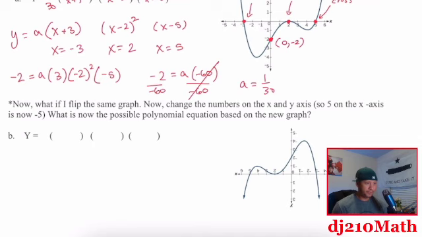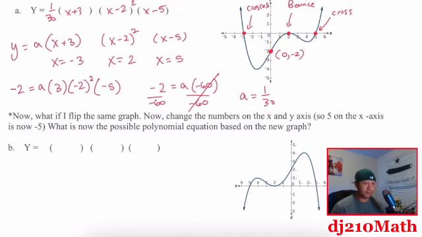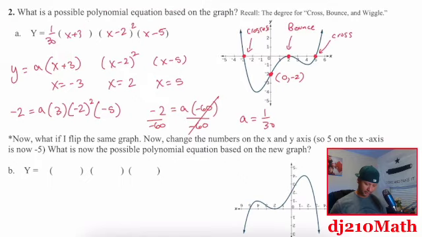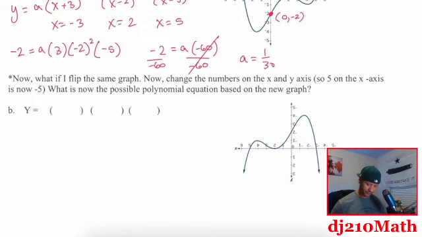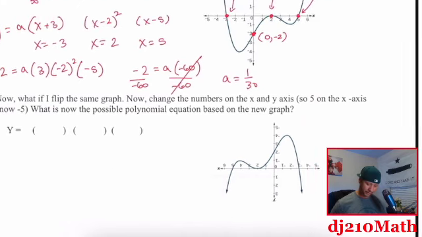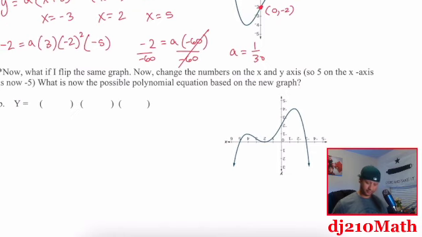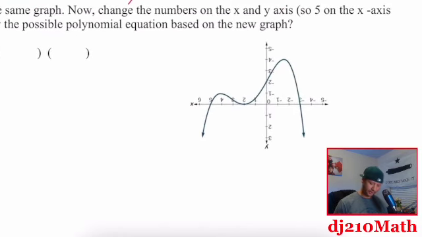What if I flip the same graph? Now change the numbers on the x and y axis. So 5 on the x axis is now negative 5. Now what is the possible polynomial equation based on the new graph? Well, they literally did flip it. The negatives are up top. Okay, so they're wanting me to pretend that the x and y axis is correct.